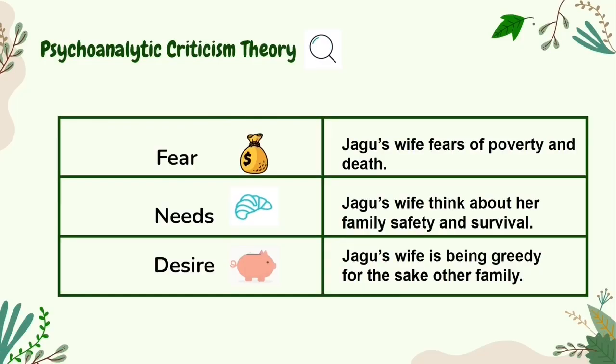Now, if you take a look at the criticisms of psychoanalytic theory, this argument happens because of three main factors: fear, needs, and desire. It is true that Jagu's wife fears that if Harry comes to her family, she will have to spend more, and it is very risky if the family is sick and needs money.